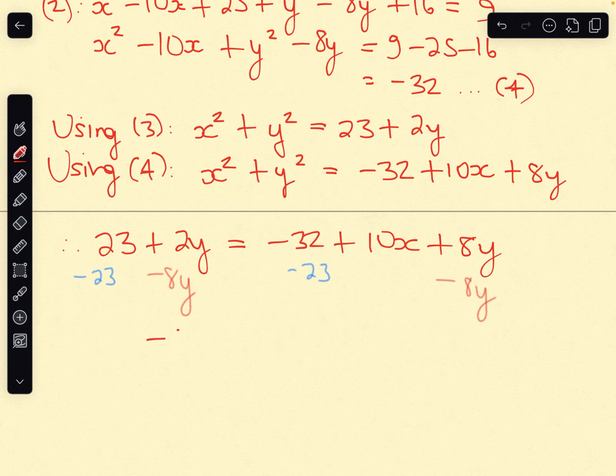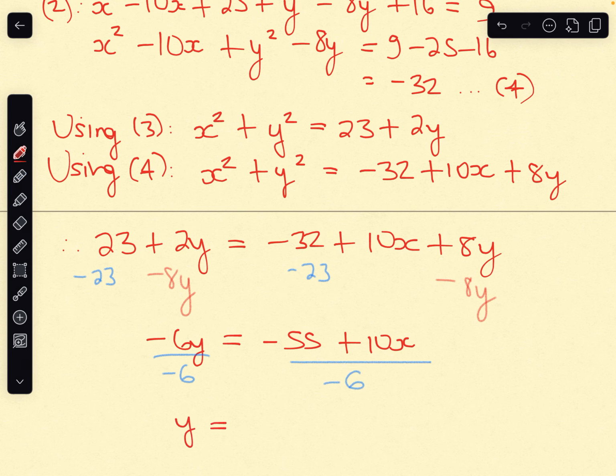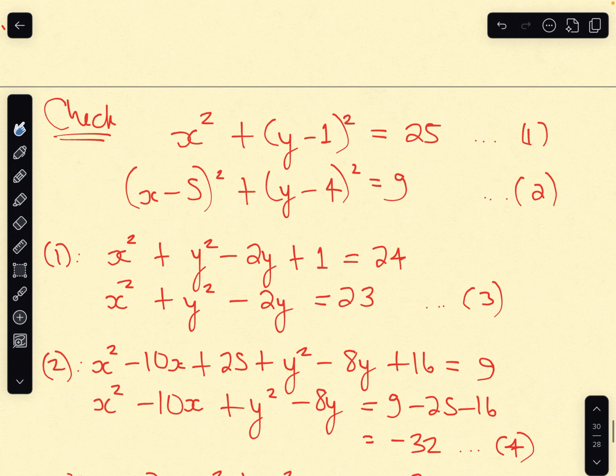So then here we would have minus 6y is equal to minus 55 plus 10x, and then to get the y by itself, we would have y is equal to 55 over 6 minus, and this would just simplify to 5 over 3x, right? So there is an expression for y in terms of x, which I'm going to call our equation number 5. So we can now take that and put it in here.